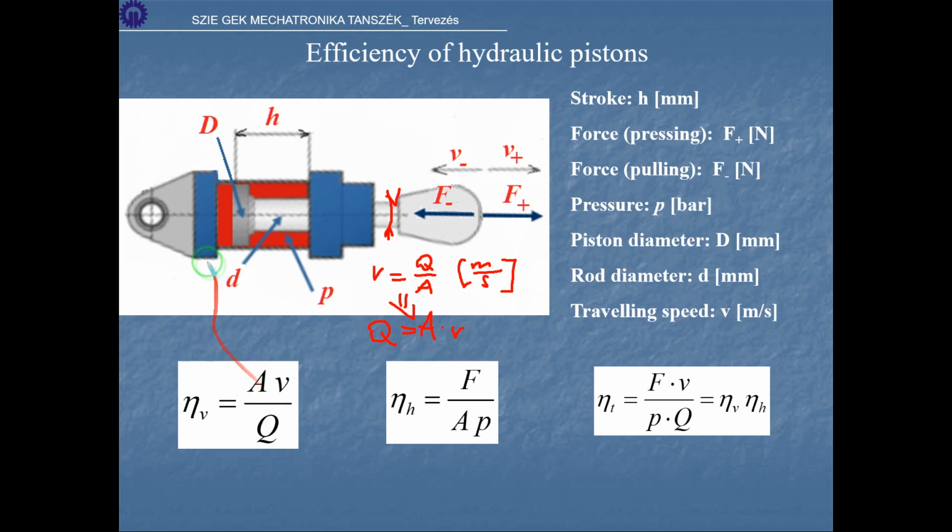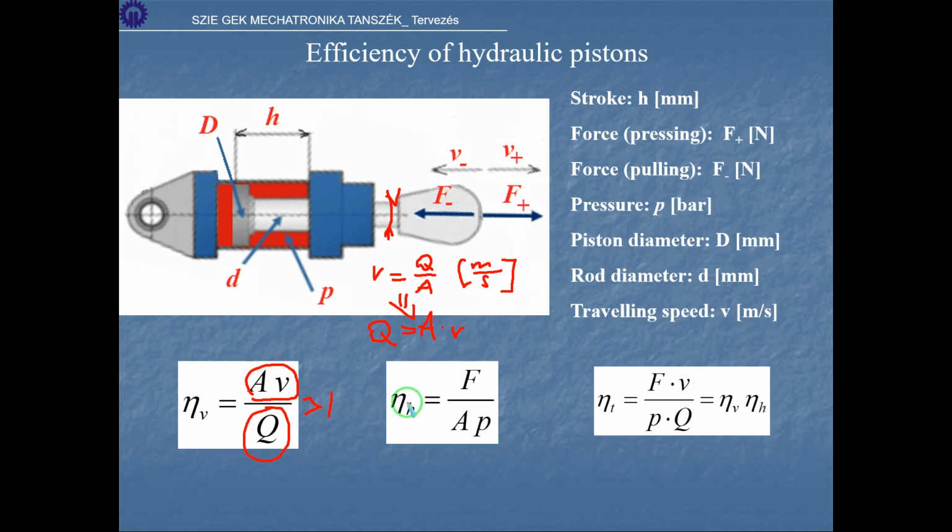So the volumetric efficiency of a piston is the measured ingoing flow rate, which is bigger than the theoretical flow rate, which would be this. And if I divide a small number by a bigger number, it will be less than 1. And this is correct here.